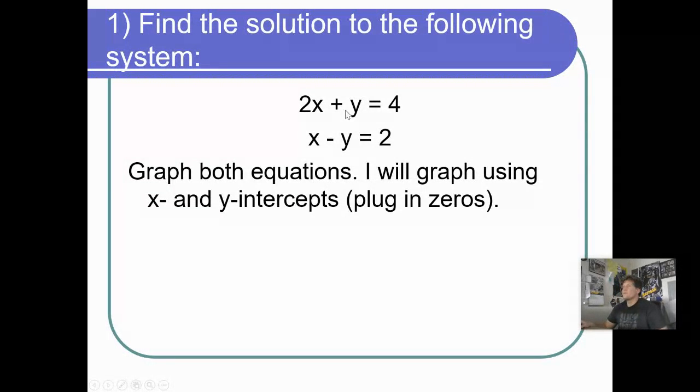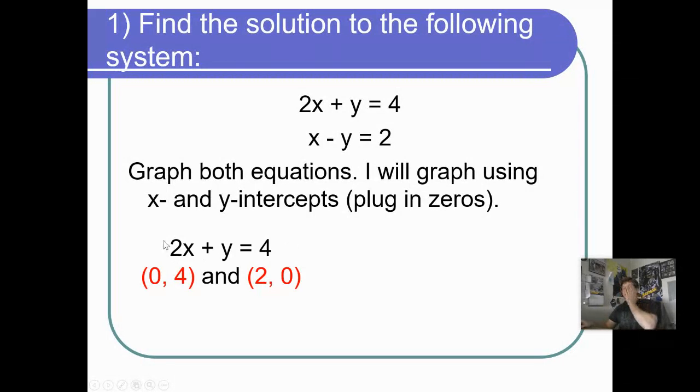So since we have the x and the y together on the same side, standard form, let's find those x and y intercepts by plugging in zeros. If I plug in a 0 for the x, I'm left with y equals 4. Well, that's easy. y must be 4. If I plug in a 0 for the y, I get 2x is equal to 4.